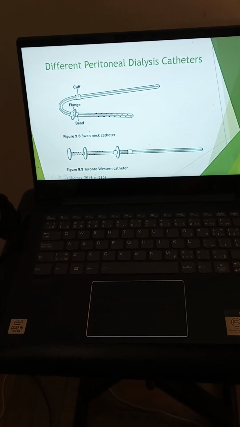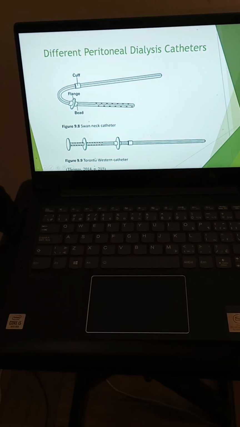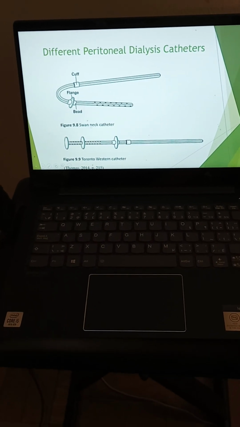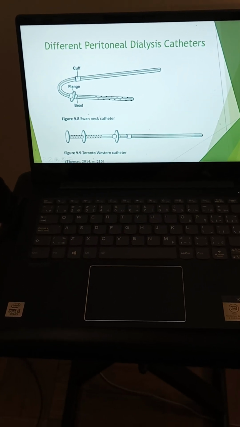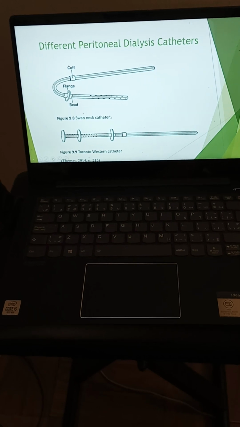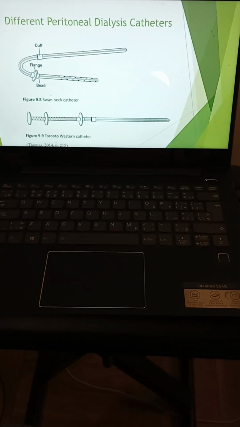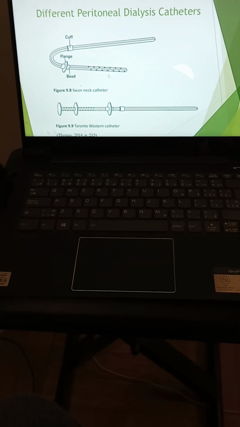There are different peritoneal dialysis catheters. There are swan neck catheter, Toronto Western catheter, as well as Tenckhoff catheter. Swan neck catheter has a downward pointing segment. Migration is rare and it serves to help outflow, and it prevents infection through pointing downward to inhibit perspiration and pulse.